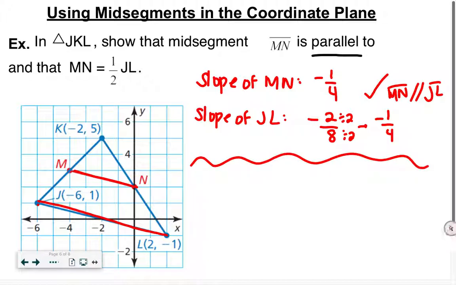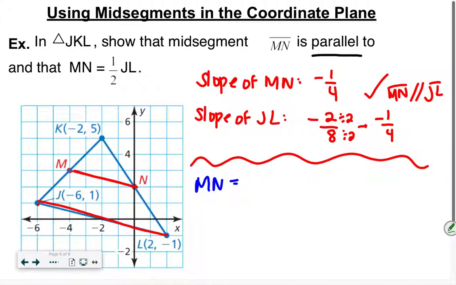And now I want to prove that MN is half the length of JL. And here's where it gets just a little bit more complicated. Okay, not complicated, just takes a little more time. So we're going to find some distances here. Let's start, again, with the length of MN. Now, you can choose to do the distance formula if you want, except the coordinates aren't written out for M and N. Or we can do that little Pythagorean theorem. We've done this a few times this year.